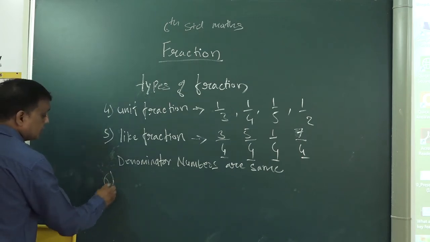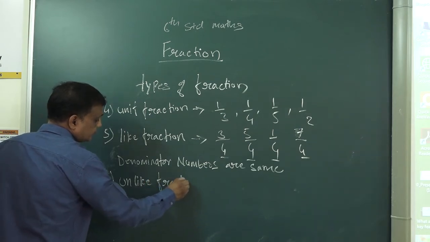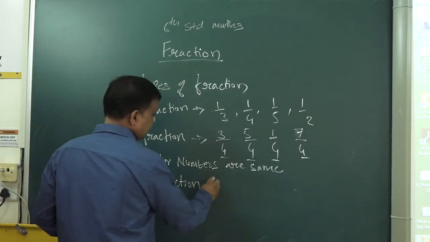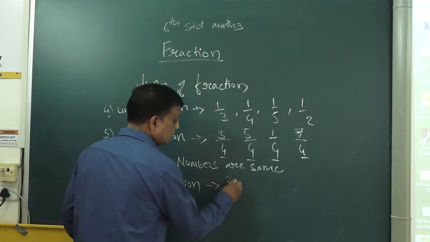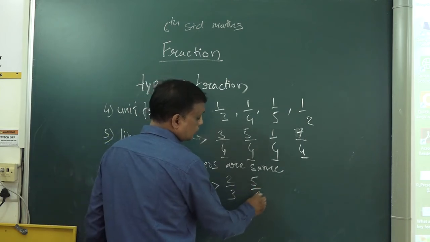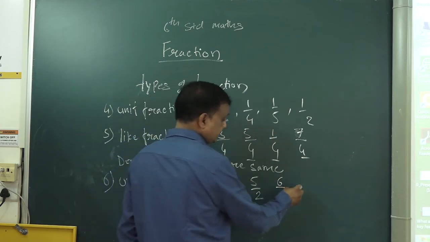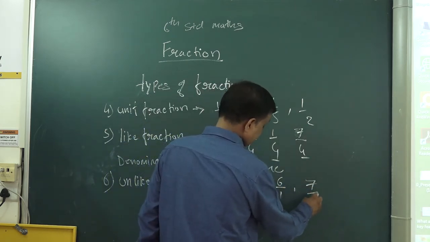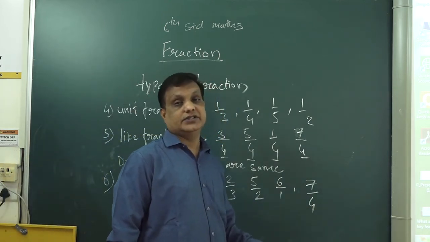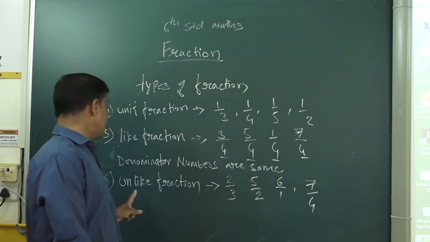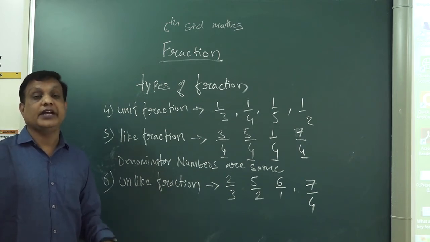Now next we are going towards the unlike fraction. In unlike fraction, again we require a minimum of 2 fractions. Like I have written here 2 upon 3, 5 upon 2, 6 upon 1, or 7 upon 4. If you see here, the denominators are different. If the denominators are different, that is called unlike fraction.